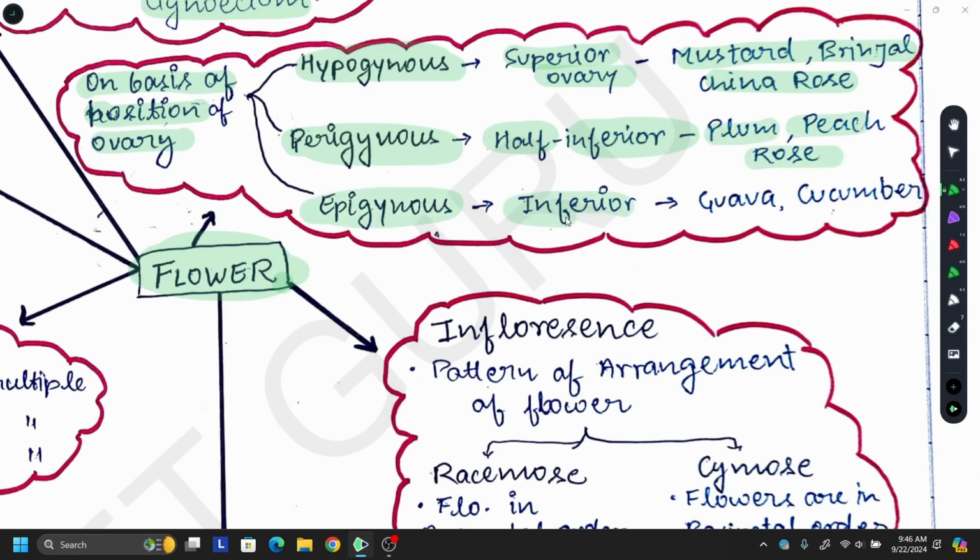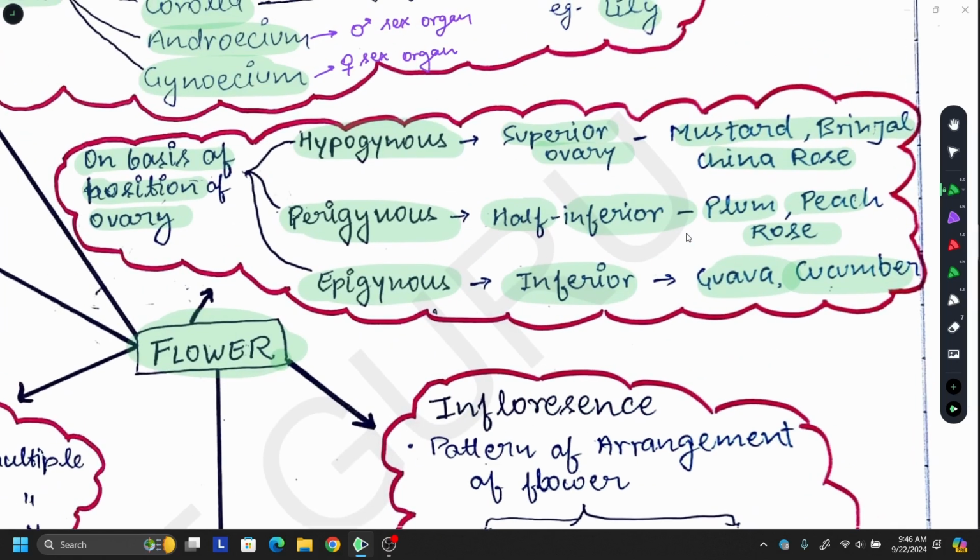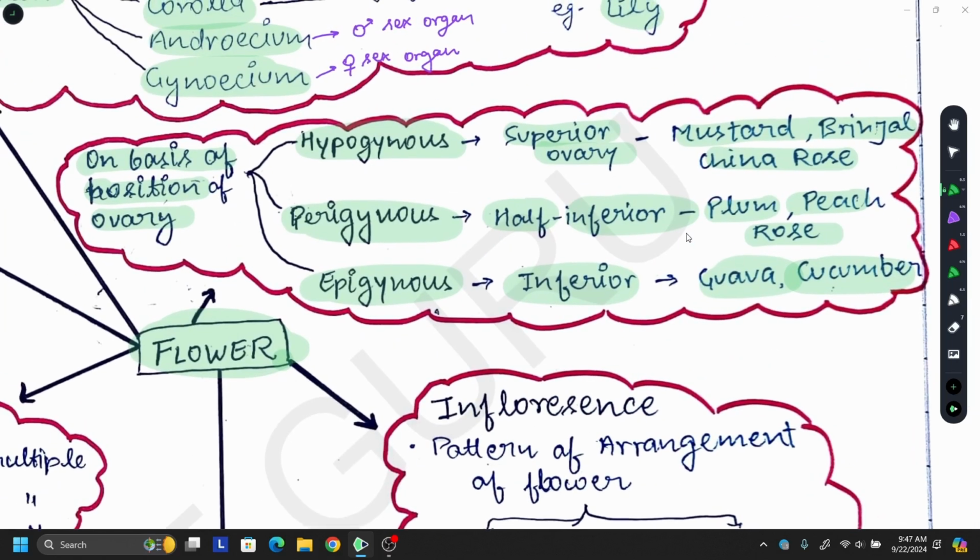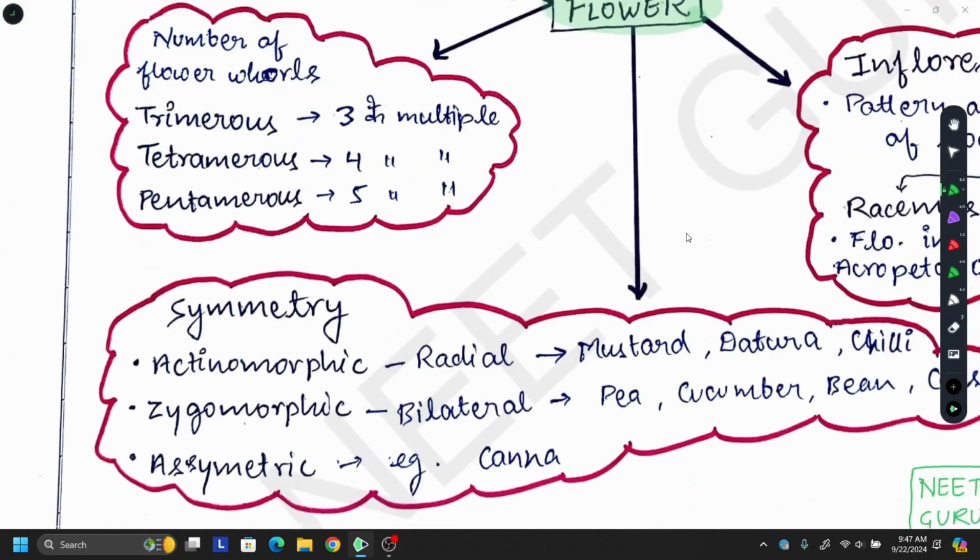Epigynous condition, the ovary is inferior. So basically ovary is below all other whorls. So all other whorls, that is sepals, petals, and androecium, are above the ovary, and this is what we call epigynous condition, and it is seen in guava and cucumber. Okay, so this is a favorite question in the NEET exam, so you must understand and learn this.